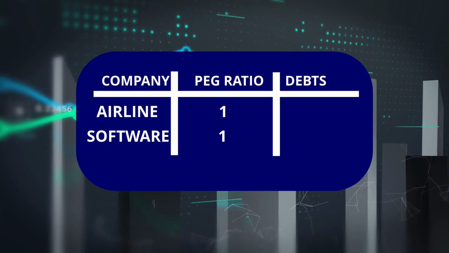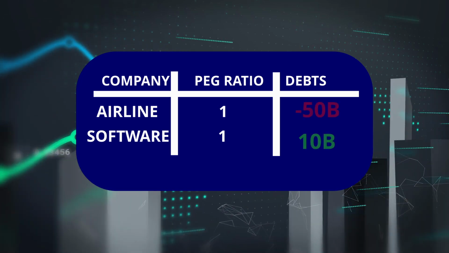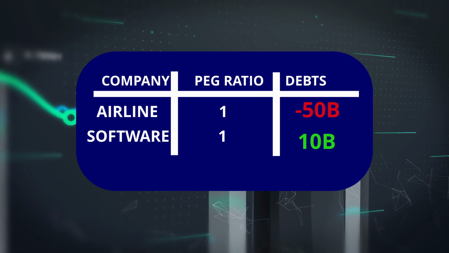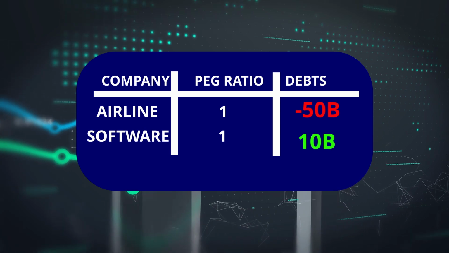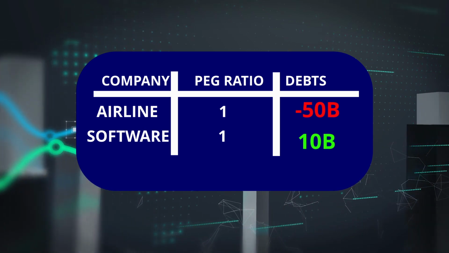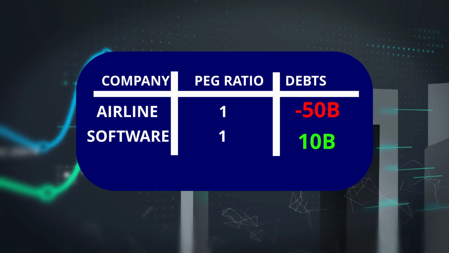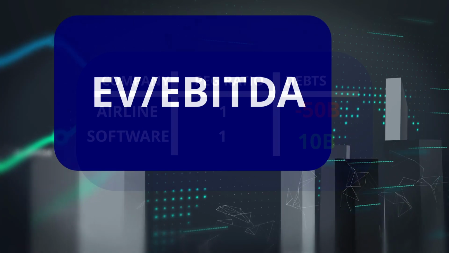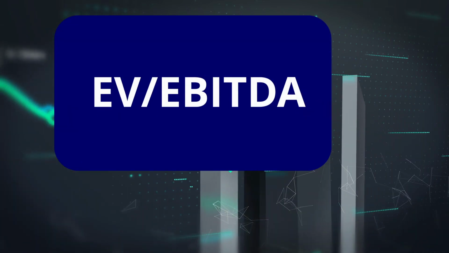But Company A has $50 billion in debt to maintain its planes. Company B has zero debt and $10 billion in cash. If interest rates rise, Company A's profits will vanish, while Company B stays profitable. To see the truth, pros use EV/EBITDA.